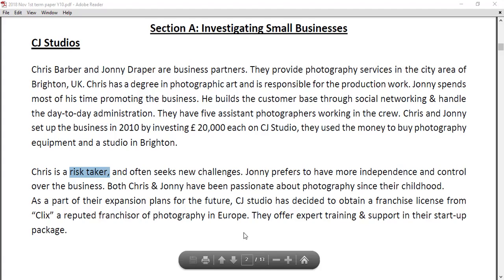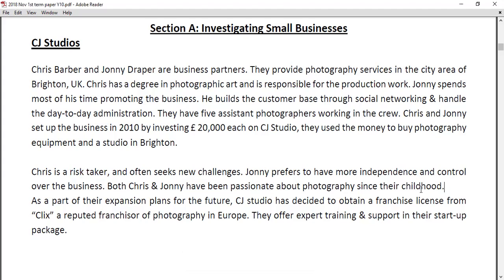We can see another thing. There are actually some 3 answers. We can see non-financial objectives, that's why I told you to highlight when you're reading: new challenges, independence, control, passionate about photography. This is passionate about photography. Yeah, that is personal satisfaction. Both of them have satisfaction from photography. They both love photography from childhood. So this is a personal satisfaction. That's another non-financial objective of starting this business, because they both enjoy photography. Now they turn their hobby into a business. So you can say like that.